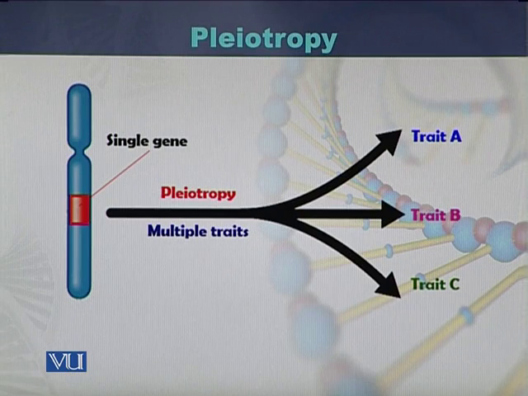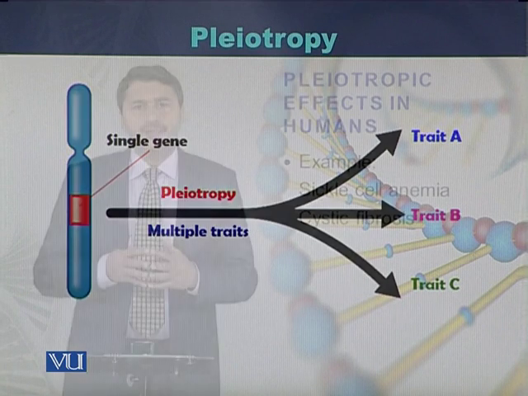This gene can produce trait A, which can also be called phenotype A. This gene can produce phenotype B or trait B, and this gene can also produce phenotype C or trait C. If a gene produces more than one phenotype, or multiple traits, then this phenomenon is called pleiotropy.